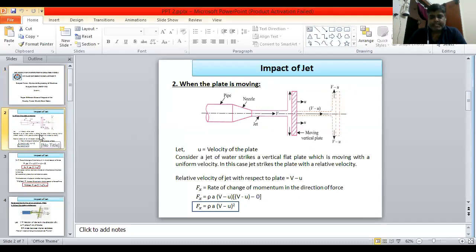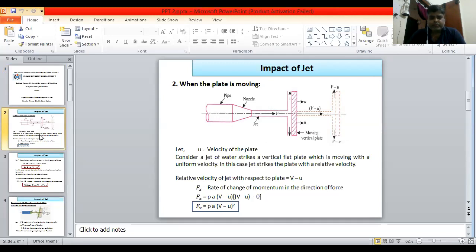So the velocity of the jet is v and the velocity of the plate is u, and the final relative velocity is v minus u, in the upward direction and downward direction. Because the plate is moving in the same direction, the net velocity is v minus u. Here u is the velocity of the plate. Consider a jet of water that strikes a vertical flat plate which is moving with a uniform velocity. In this case, the jet strikes the plate with a relative velocity v minus u. Now, the relative velocity of the jet with respect to the plate is equal to v minus u.